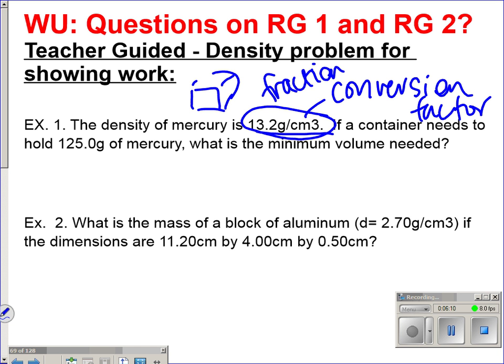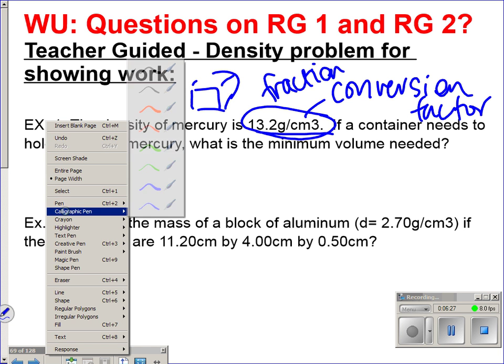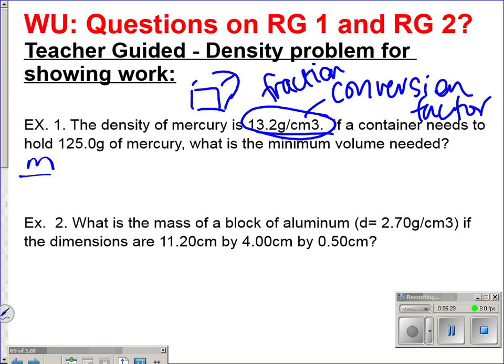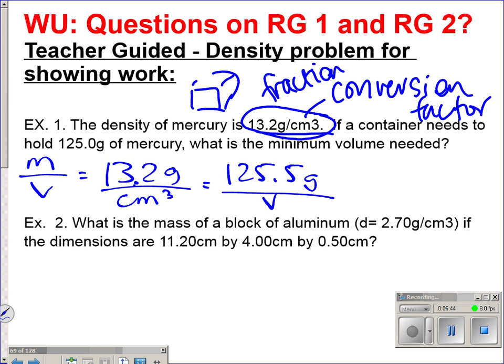But before we do that, I want to see how you guys solve this problem, because it's probably different than what I would do using this dimensional analysis thing we're going to do today. If a container needs to hold 125 grams of mercury, what's the minimum volume needed? What would you do, Josh? I wrote out density equals mass over volume. And then I just plugged in that I know the 13.2 density. So it has to equal 125 grams over the volume, which is our unknown, right?